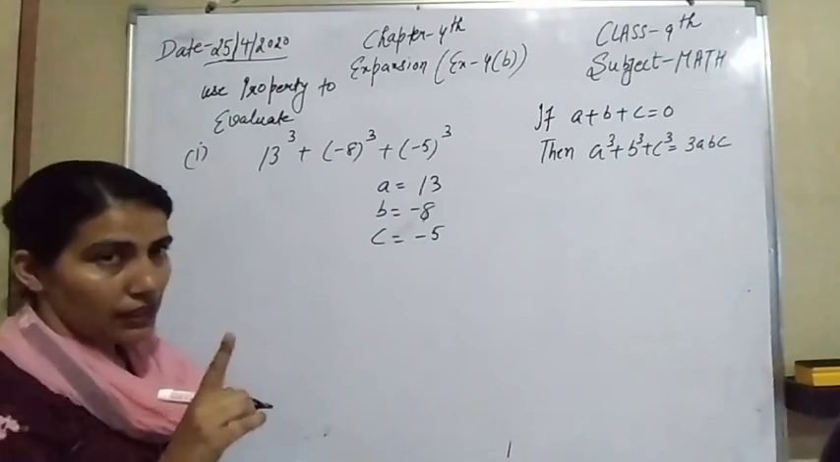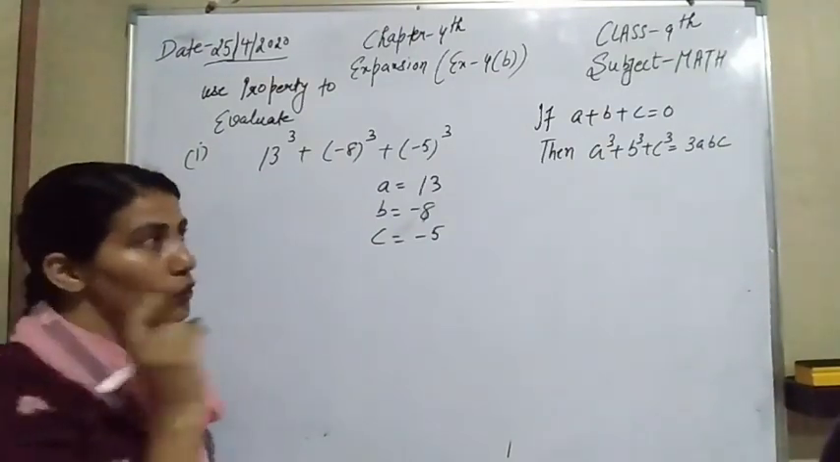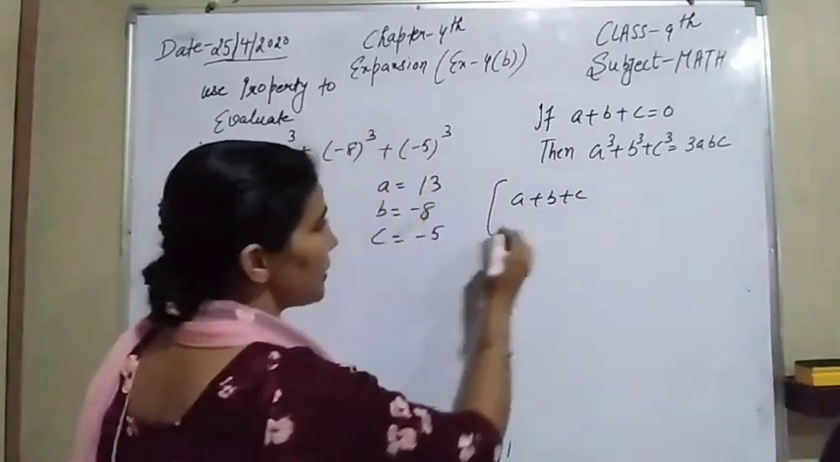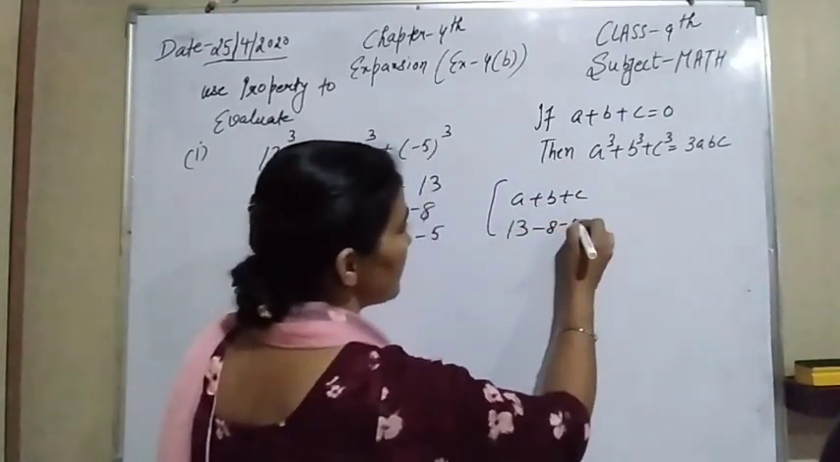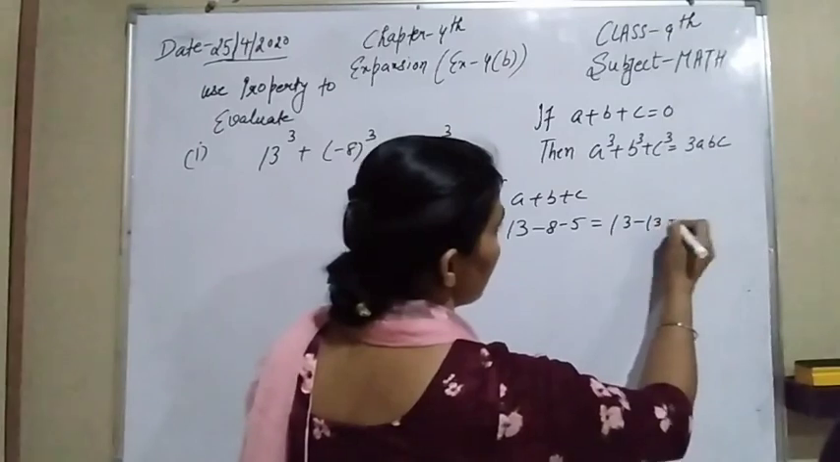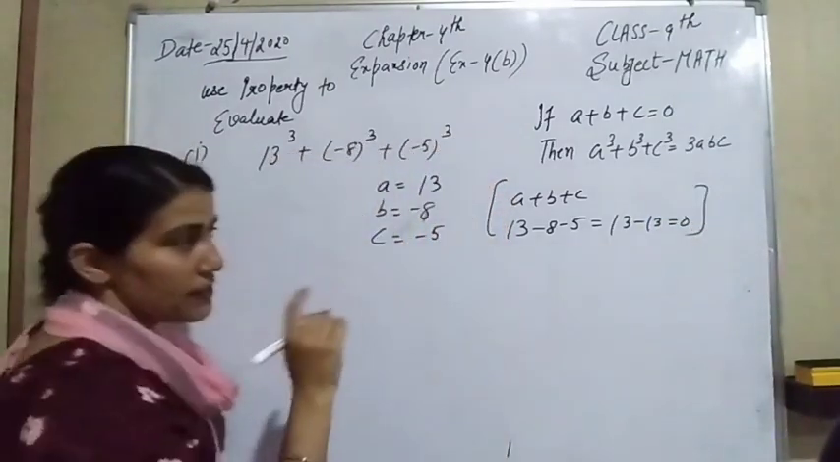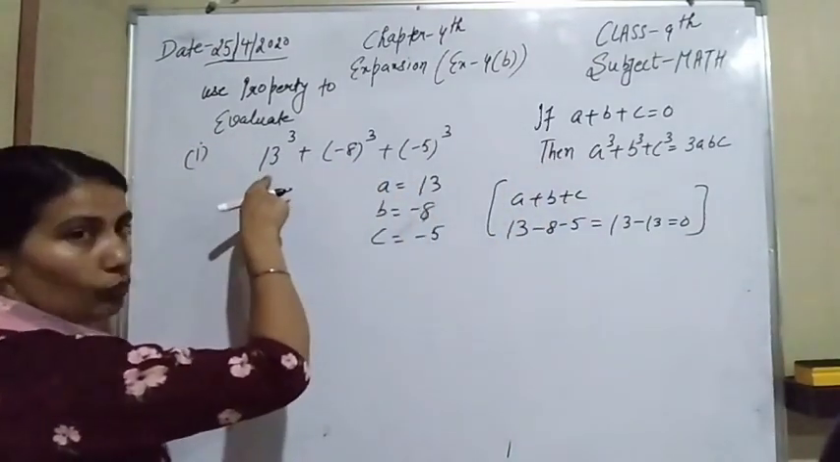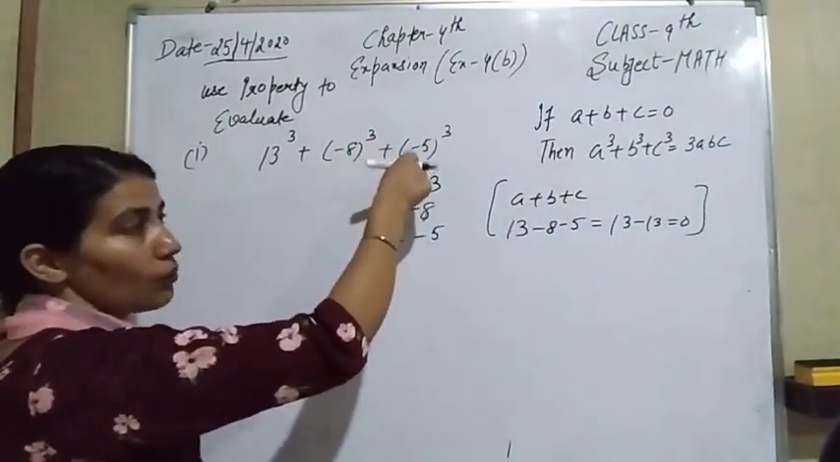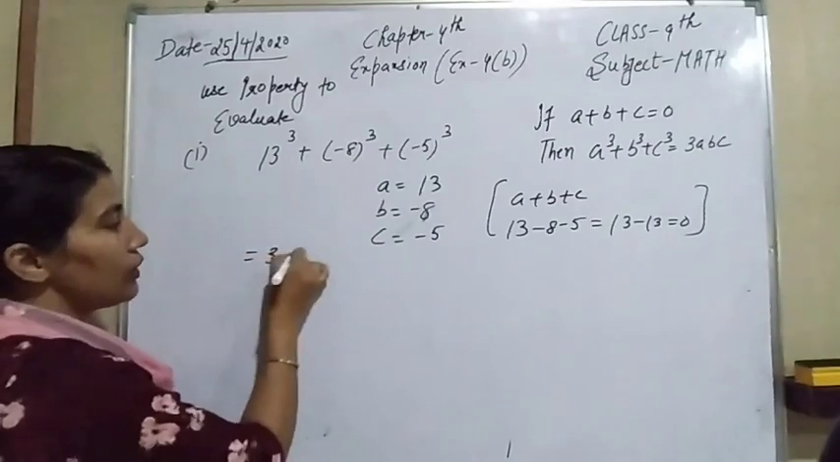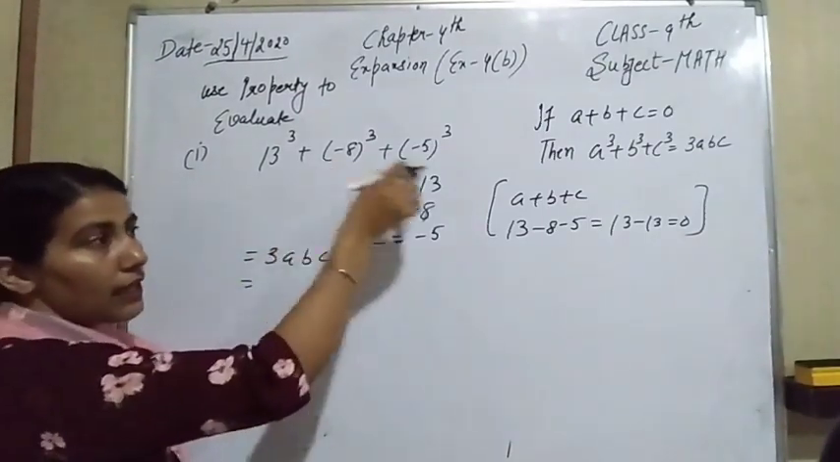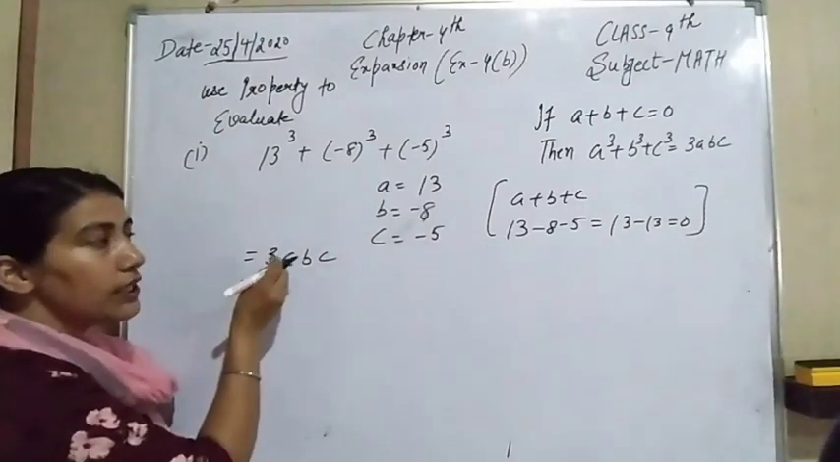Firstly you have to check that a plus b plus c should be 0. Just check whether a plus b plus c becomes 0 or not. Here it is 13 minus 8 minus 5, so 13 minus 13 becomes 0. That means in this condition a cube plus b cube plus c cube is equal to 3abc. We have to find the value of this. If it becomes 0, then that is equal to 3abc.